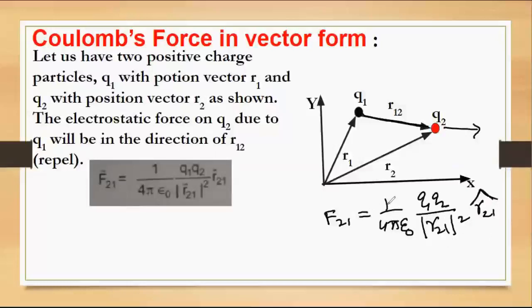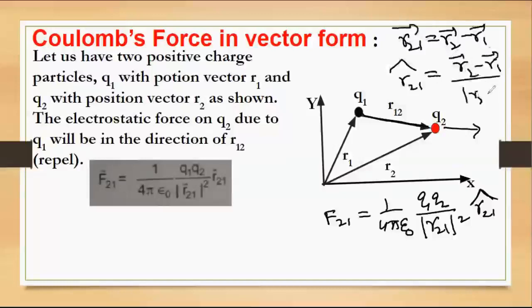Unit vector, okay. And R21 is nothing but R2 minus R1. And the R21 unit vector is nothing but R2 minus R1 divided by the magnitude of R2 minus R1. That part is understood, I think, from the vector. Here R21 is nothing but R2 minus R1.